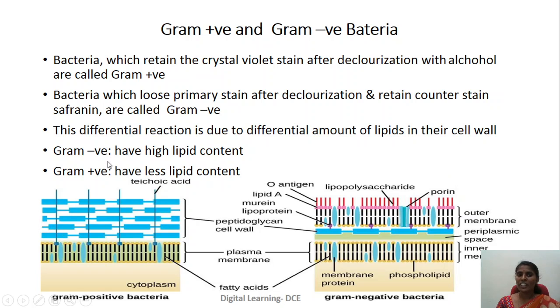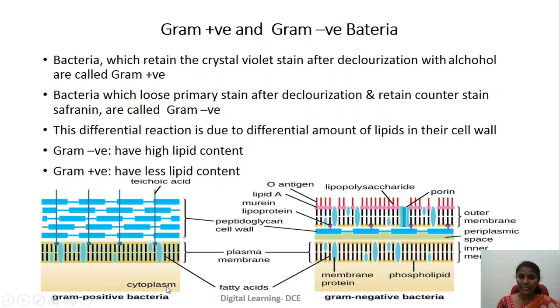In gram-negative bacteria, they have high lipid content since both an inner lipid layer and an outer lipid layer are present along with a thin layer of peptidoglycan. Whereas in gram-positive bacteria, the peptidoglycan layer is very thick and it lacks the outer layer of lipid.